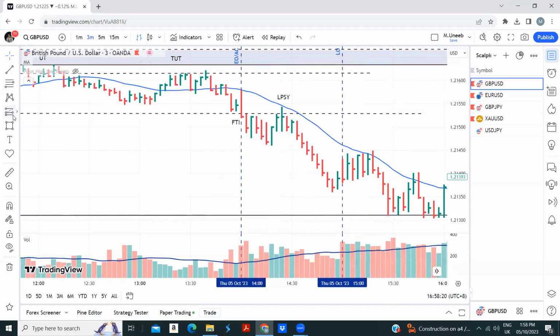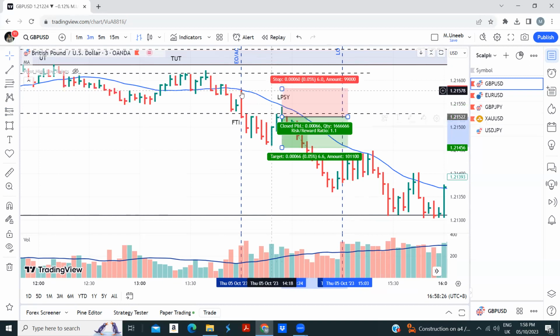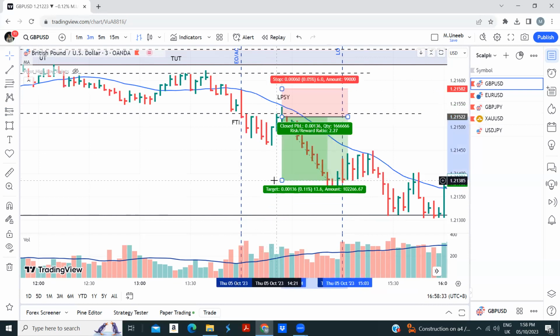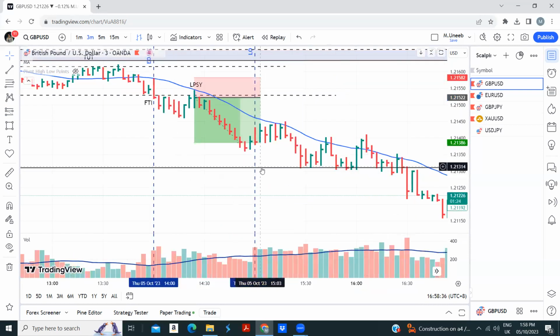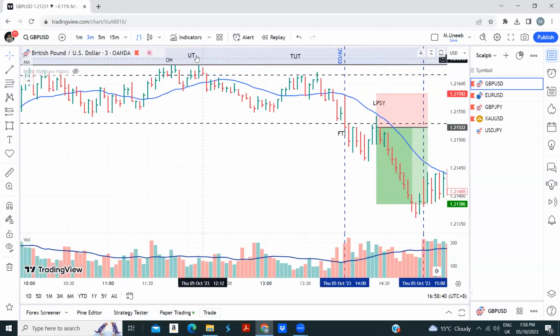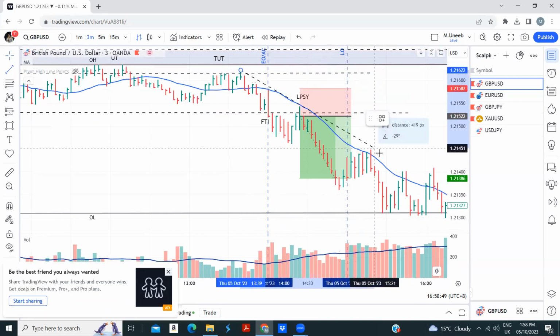Once we have this LPSY here, I short the market. My stop loss will preferably be placed over the last high, which is here, and my take profit will go for 2R. After this one, we observe that these are two equal highs, and this one we have a lower high. So I can draw the channel from here to here. Let me draw the channel here.